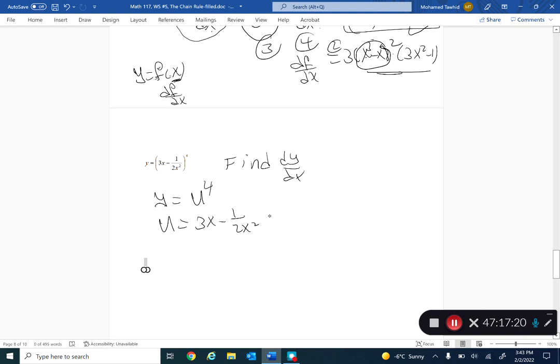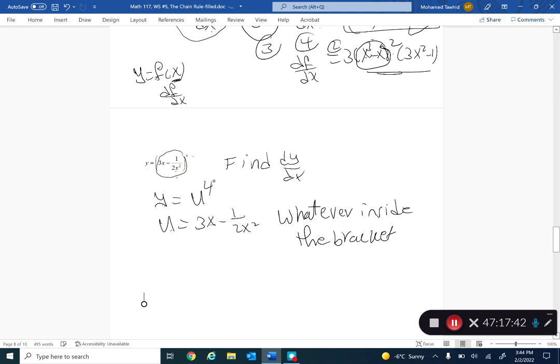So here again, whatever is inside the bracket, take it as u, or f, that is our rule. I take it as u. Then what does the equation become? It will be y, whatever is inside the bracket as u, it will be u to the power 4. So now I call these equations 1 and 2.